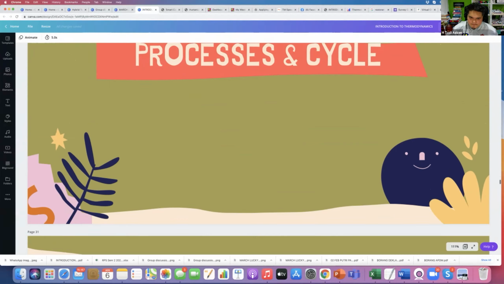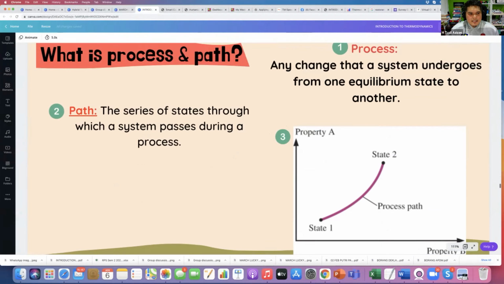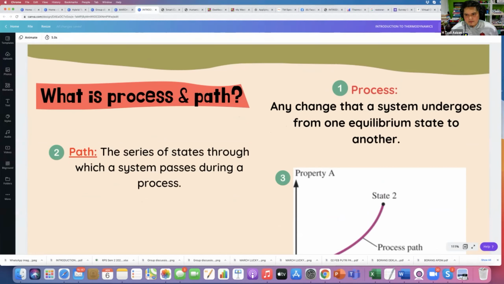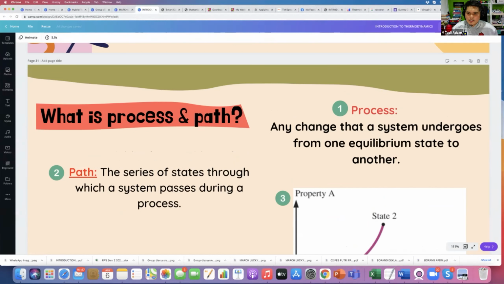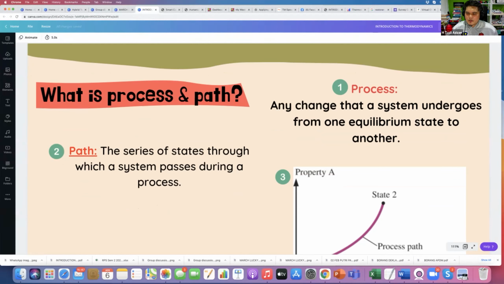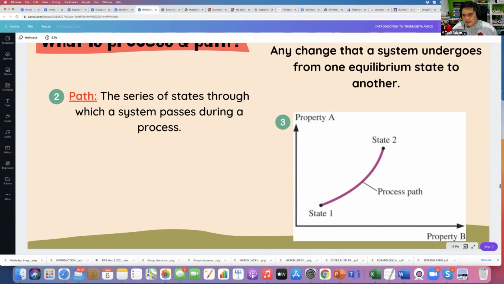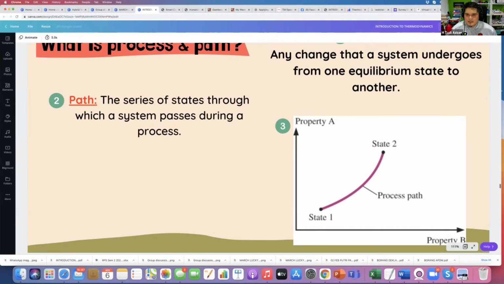Processes and cycles. So what is process and path? First things first, process. A process is a change that a system undergoes from one equilibrium state to another. For example, here there are two properties, property A and property B. Properties, if you can remember, are things like temperature, pressure, mass, density, specific gravity, and so on.